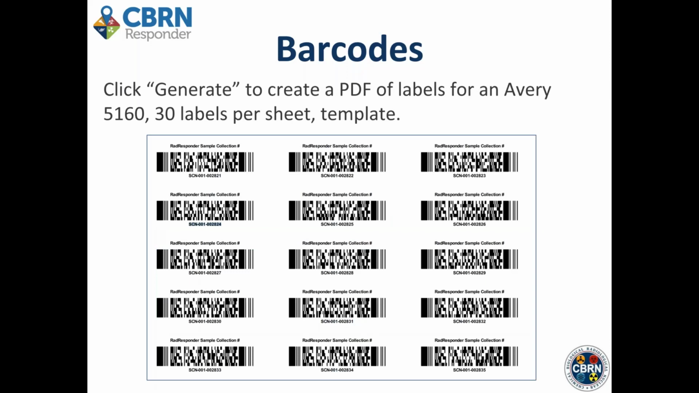And here's an example of when you click generate, it'll create a PDF of labels, and it'll be 30 labels per sheet. So this, you can control how many labels per sheet you want. This is just an example of the 30 labels per sheet.